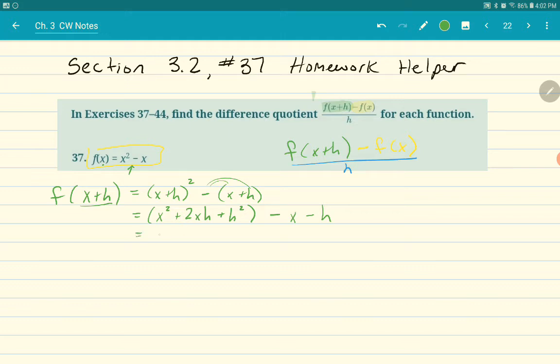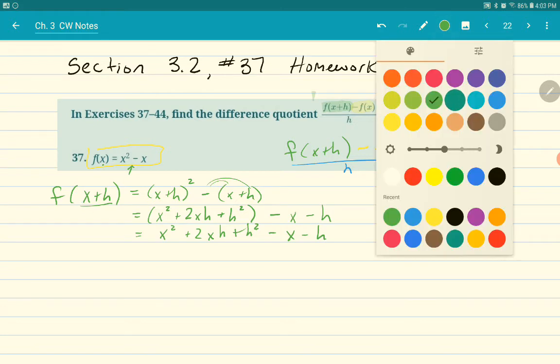So I'm just going to get rid of those parentheses because I don't need them. Nothing's being multiplied next to them. I'm just subtracting after it, so they're not really doing me any good. So there's my final answer for f of x plus h.